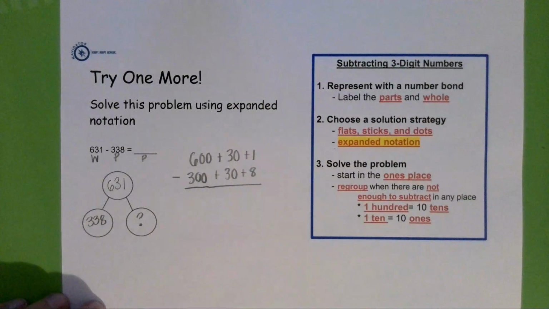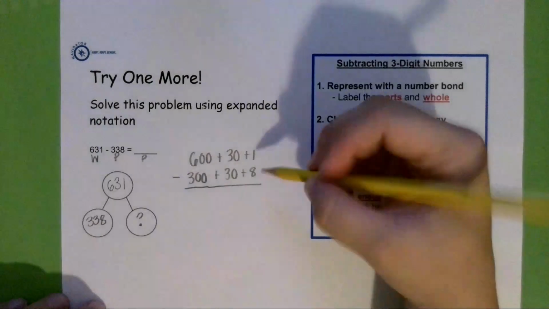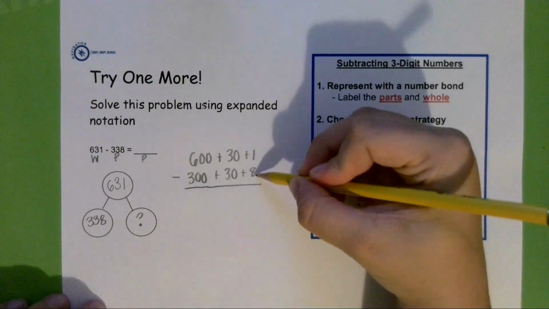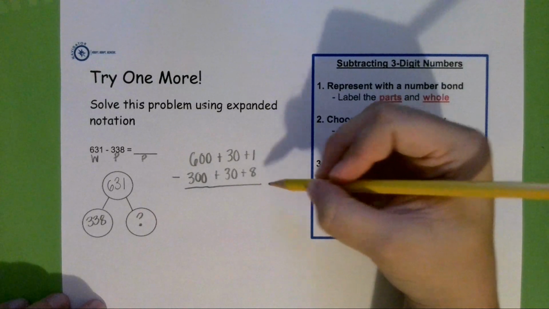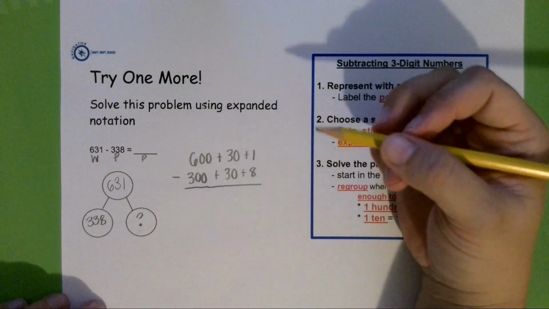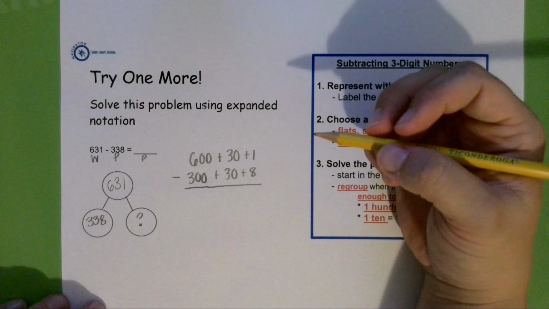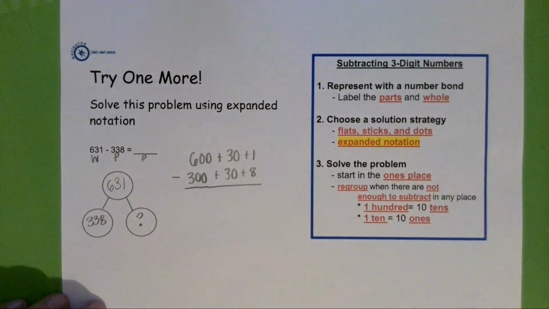Now let's subtract starting in the ones place. I have 1 one. Can I take away 8 ones? Say it out loud. I bet you said no. So what do we need to do and how can we show it? Say it out loud. I bet you said we need to regroup a 10 into 10 ones.